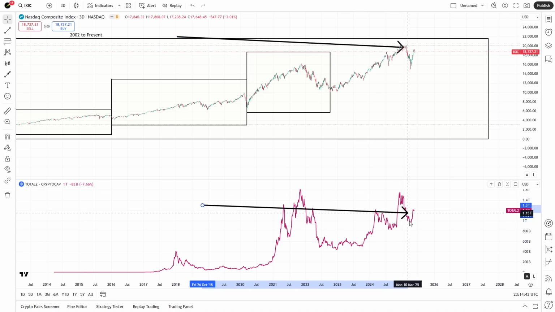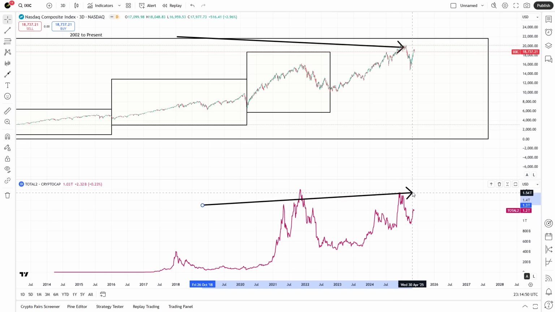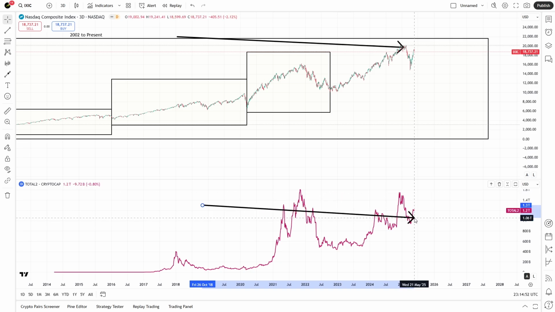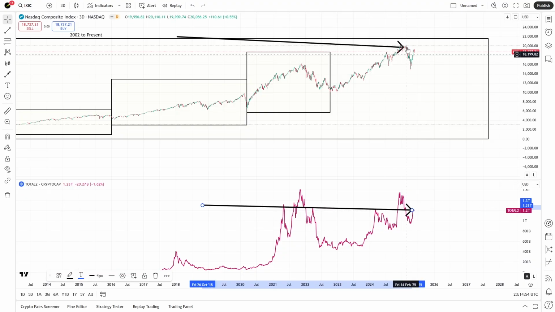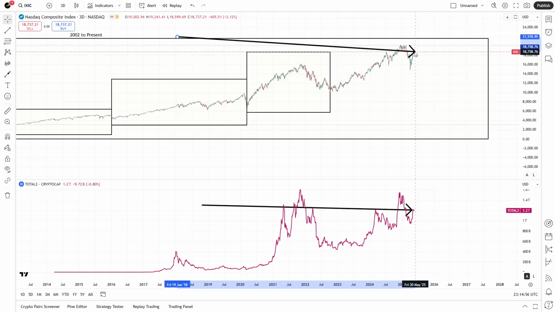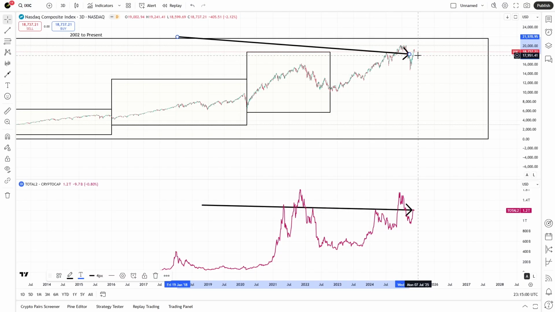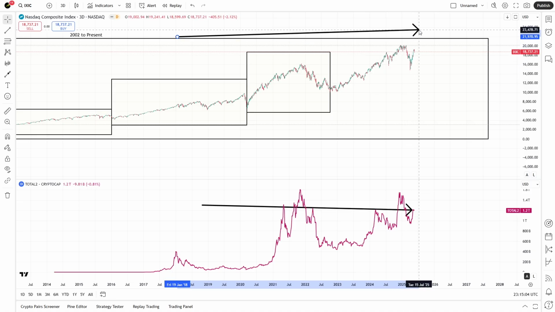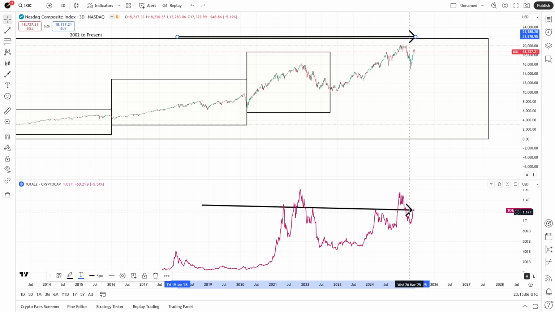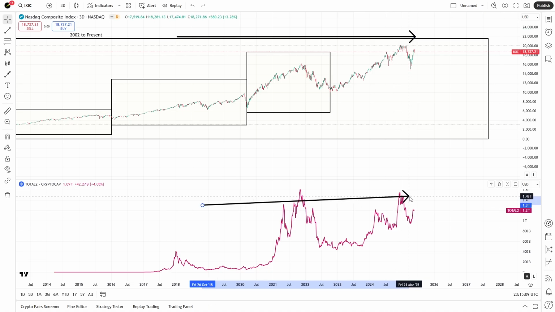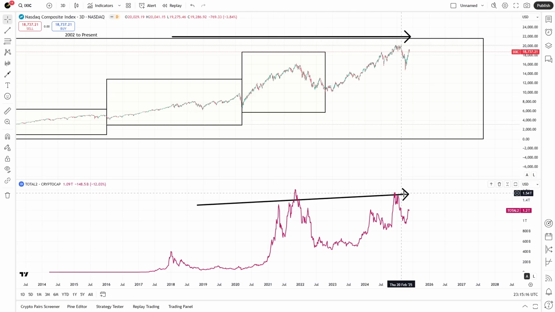Now, crypto, or Total 2. So Total 2 is all of crypto minus Bitcoin. It's moving up, but it's not ahead of the game like Bitcoin is, but it is moving up aggressively, but it's more in sync with what's happening here. So if the NASDAQ does what it does, it's going to move up, come to its peak. Hopefully it'll make a new all-time high, which in turn, my guess, is going to cause crypto in general to also move up aggressively and come to its peak.